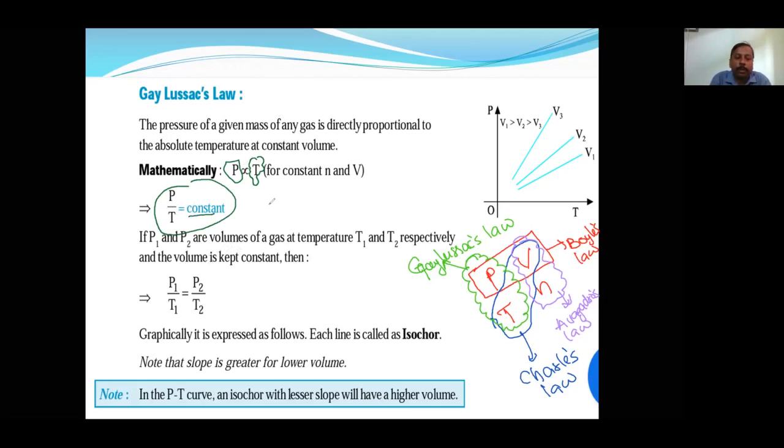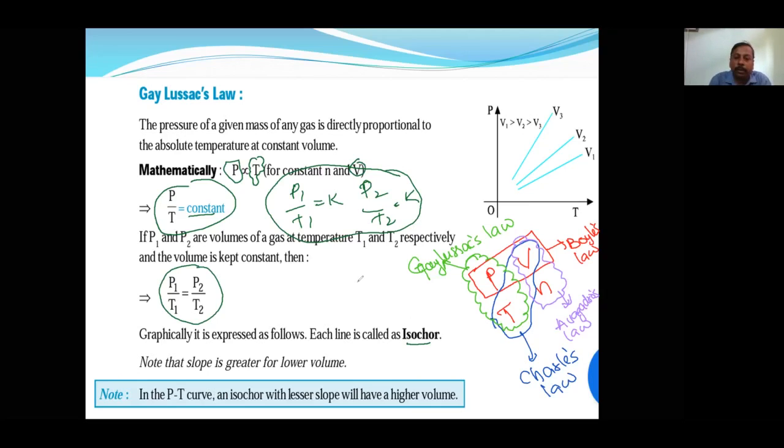So P1 by T1 is K, and P2 by T2 is also K. Then we will combine both of them: P1 by T1 is equal to P2 by T2. Here what we are maintaining constant is volume. Therefore the graphs obtained in this are called isochores.